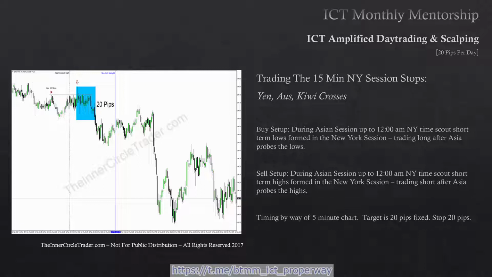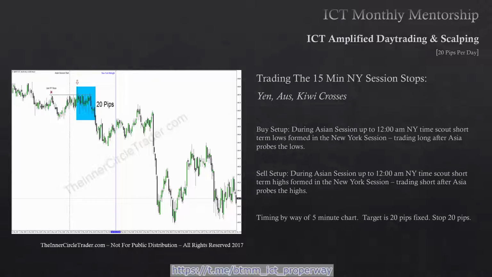What we're doing is trading the 15-minute New York session stops. This pattern is good for yen, Aussie, and Kiwi crosses. And the buy setup is during Asian session, up to 12 a.m. New York time, you're going to scout short-term lows formed in the New York session. Now, it's going to be very, very late New York session, getting ready to go into the beginning of the New York crossover into Asia.